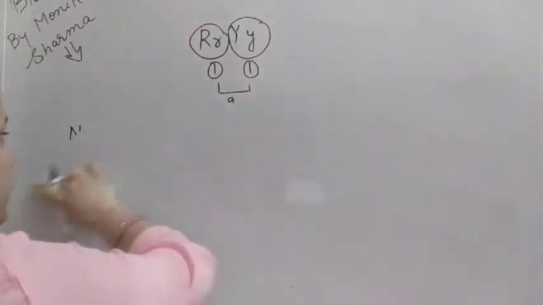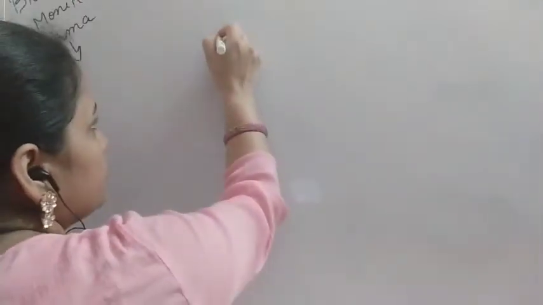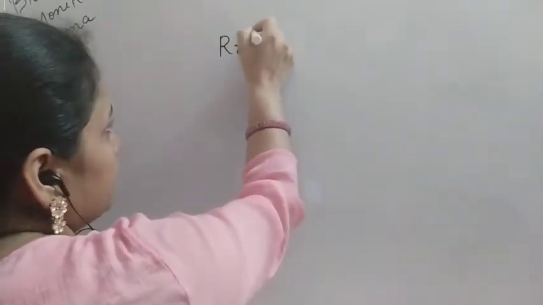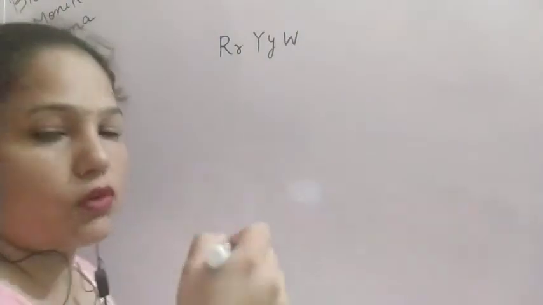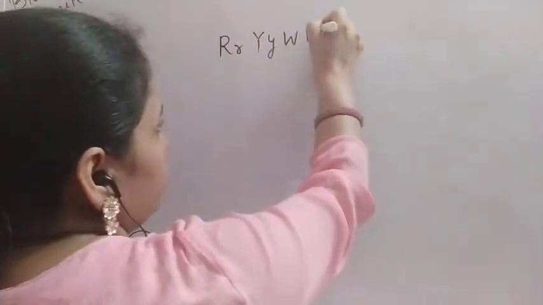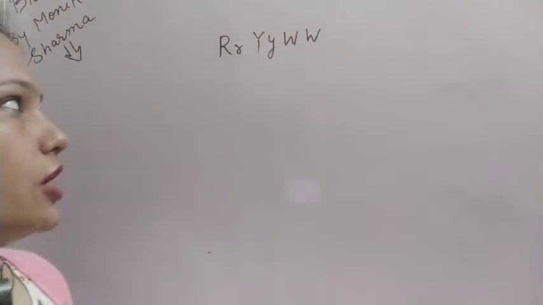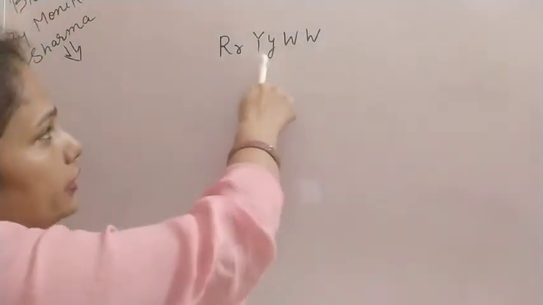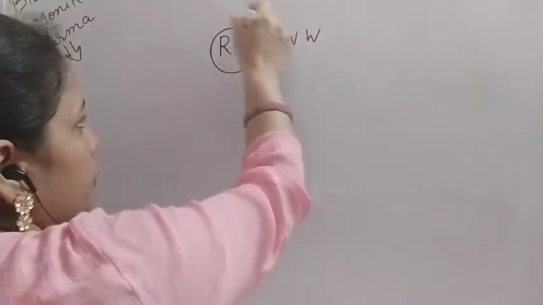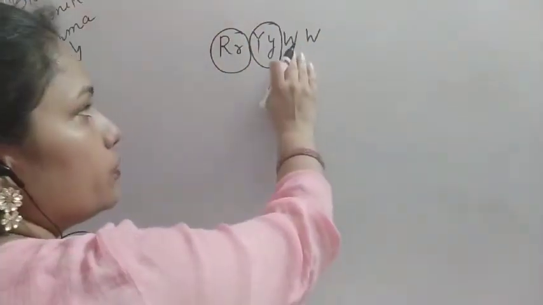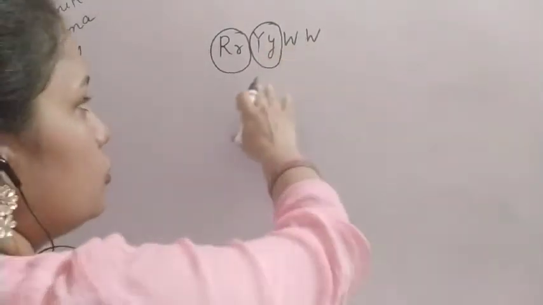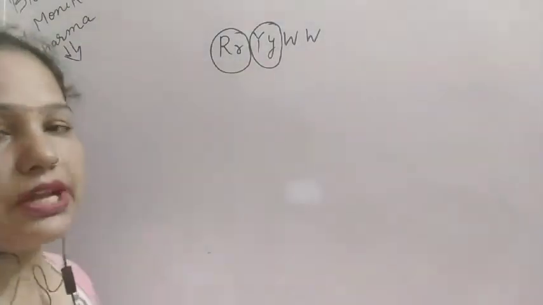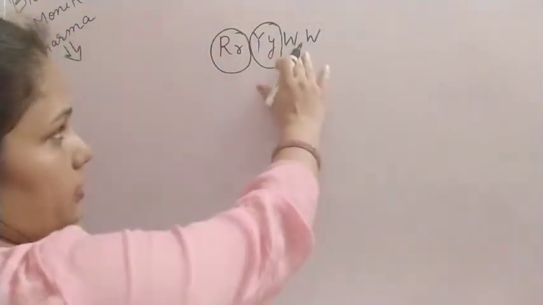Here we are taking 3 characters, like capital R, small r, then capital Y, small y, or I am taking the violet color, so capital W, capital W. So how many gametes are formed? If you are just finding, these are the heterozygote, these are the heterozygote, but these are not the heterozygote. So these are the homozygote. So here also the number of gametes will be 4, but here the characters are written 3.